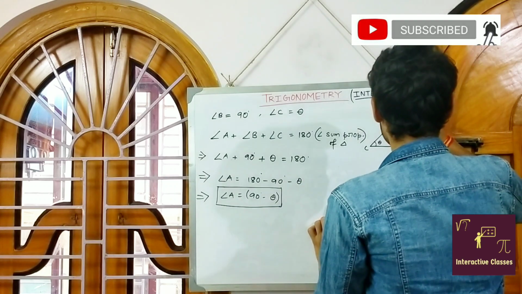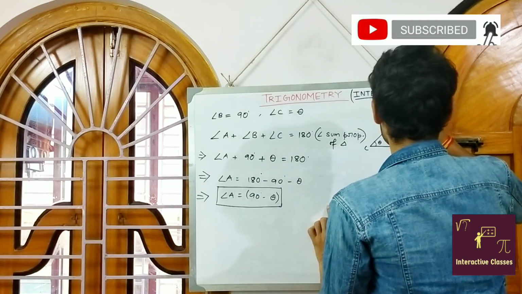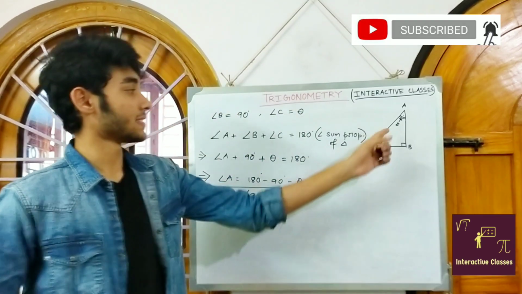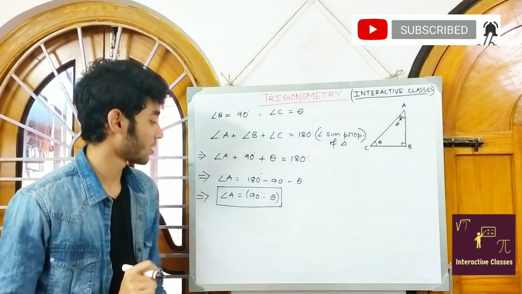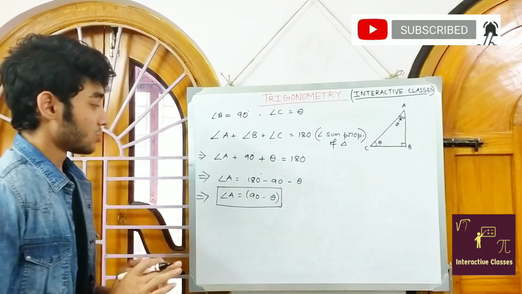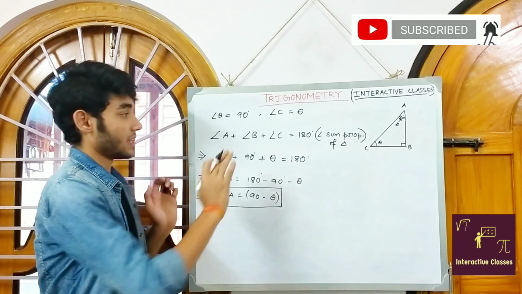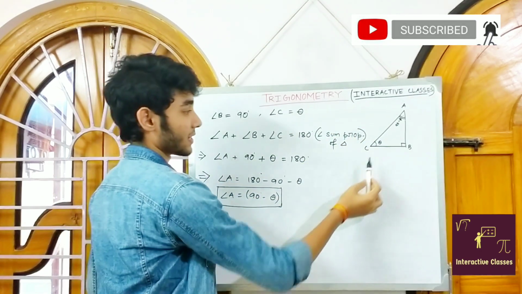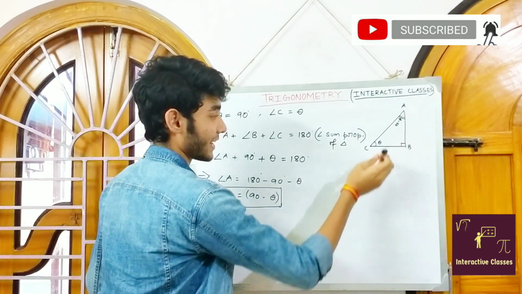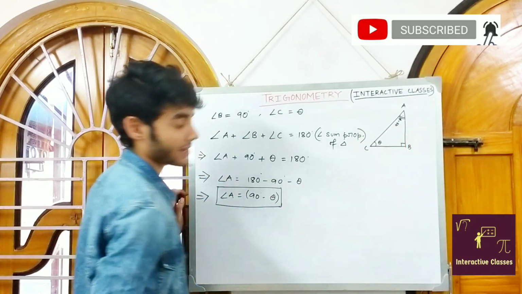Angle A is 90 minus theta. So this is clear to us: angle A, angle B, angle C, if angle B is 90 degrees and angle C is theta, then angle A is 90 minus theta.